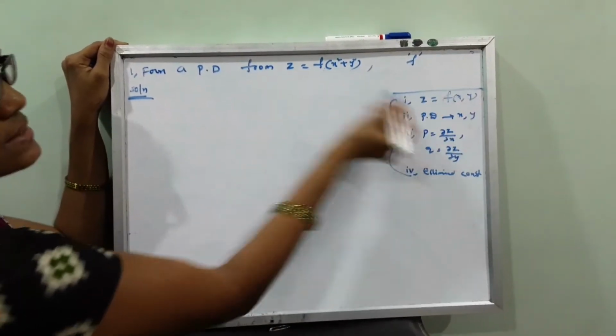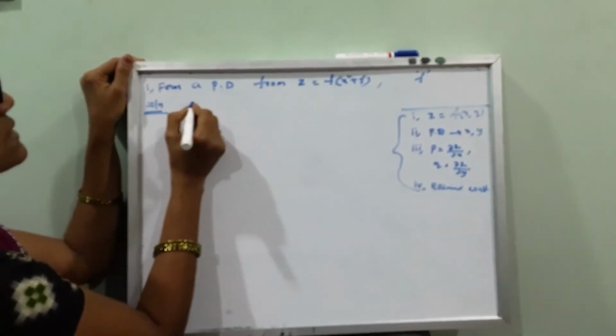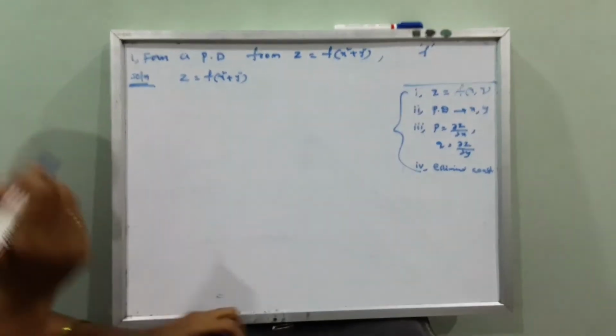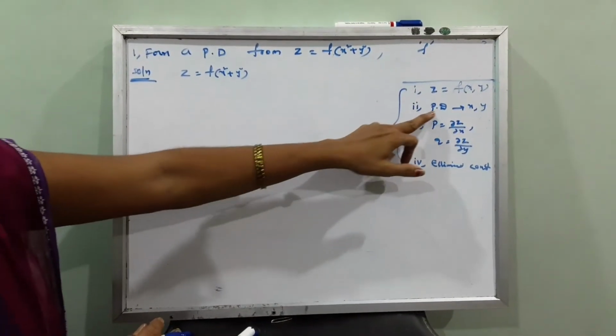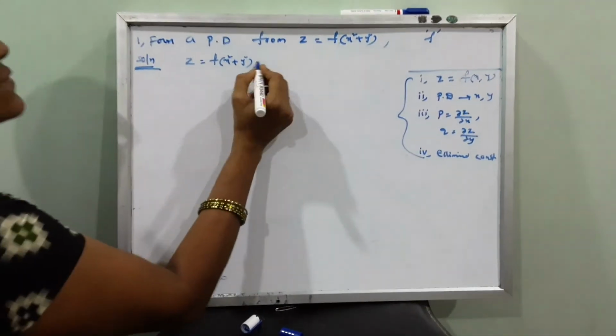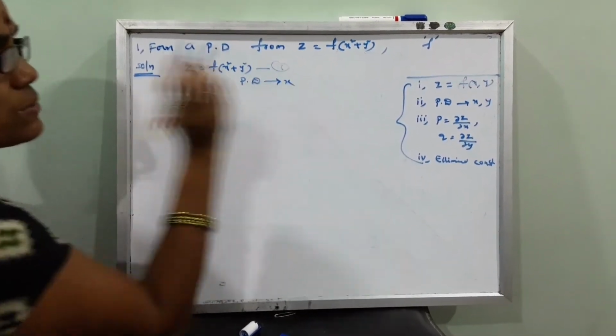First step: z is equal to f of x comma y. It is already in this form here: z is equal to f of x square plus y square. Let's go to the second step. The second step is partial differentiation with respect to x and y. First we partially differentiate with respect to x.